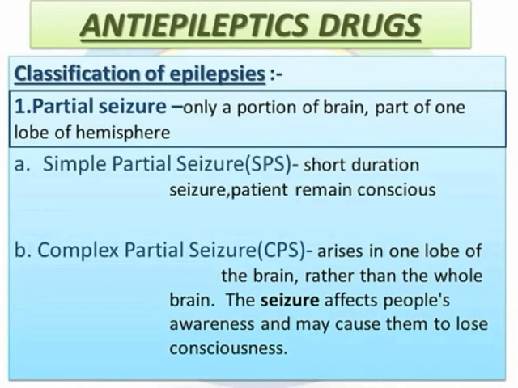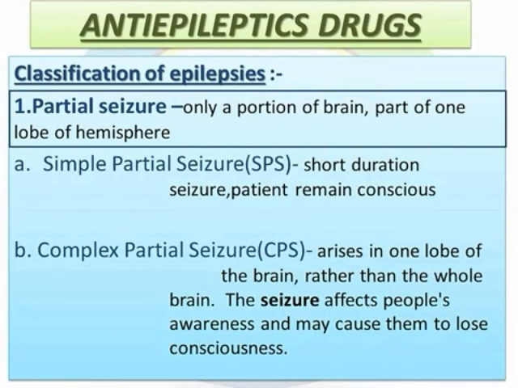So the next drug is succinimide, and the example is ethosuximide, and the mechanism of action of this succinimide is a decrease in presynaptic Ca2+ influx through type T channels in thalamic neurons, and the adverse effect of this succinimide is gastrointestinal intolerance.